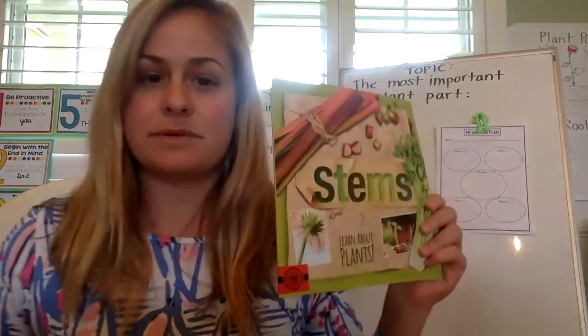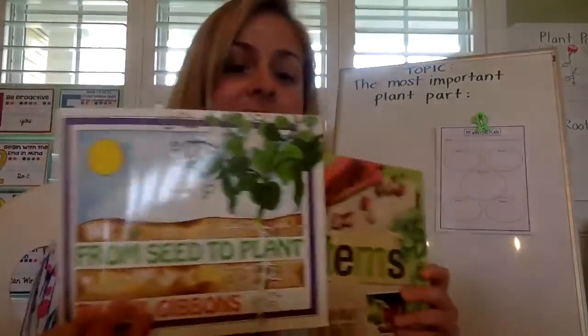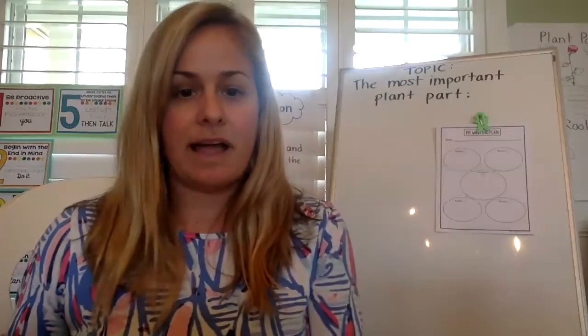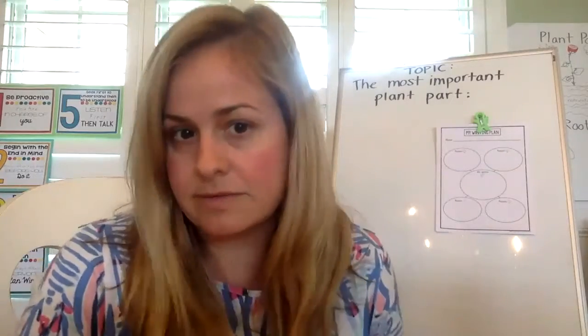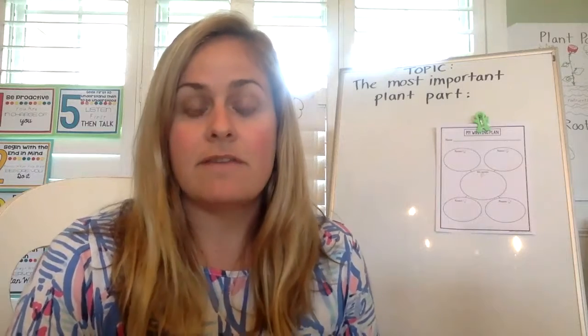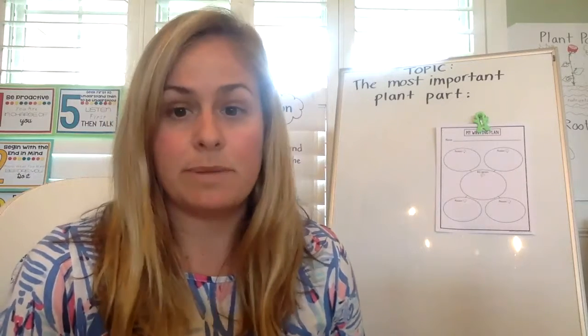Here's some examples. We read about stems. This week we're going to be reading more about seeds. We read about leaves, and we also read about flowers and about roots. And so I want you to think back on our research, and also you can go back to EPIC and read more facts and information about plant parts and make your own decision, your own opinion.